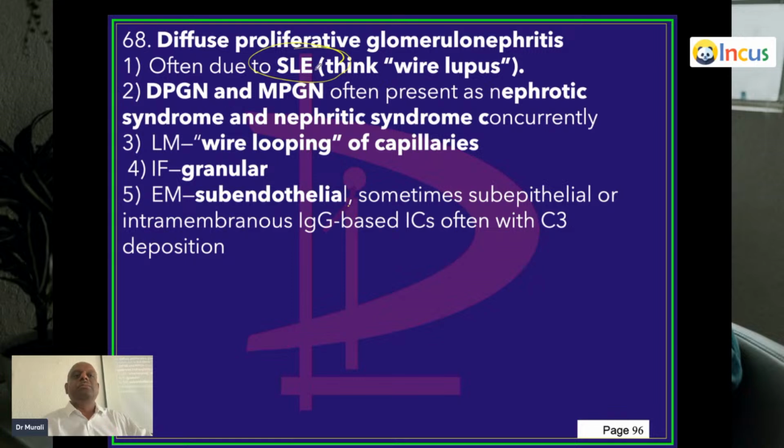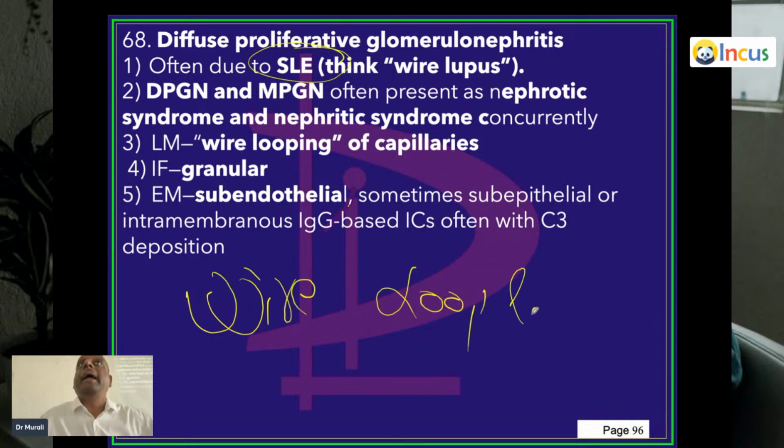And what are these lesions of the SLE called? Wire loop lesions. And how does DPGN differ? Only two conditions, DPGN, MPGN. Diffuse proliferative glomerulonephritis, membranoproliferative glomerulonephritis. Diffuse proliferative glomerulonephritis में only cells are proliferating, not GBM thickened. MPGN में membrane is thickened, cellularity also is increased. And membranous glomerulopathy में only GBM thickened but cellularity is not increased.